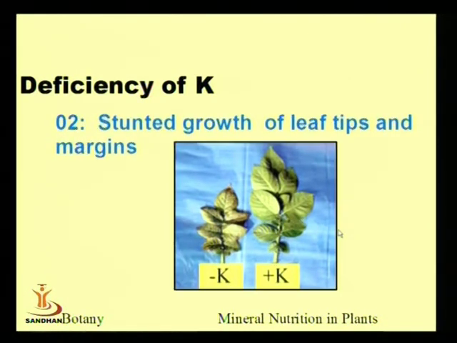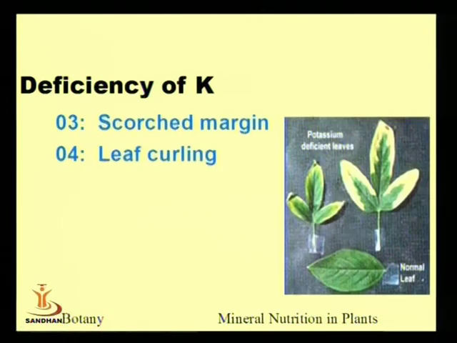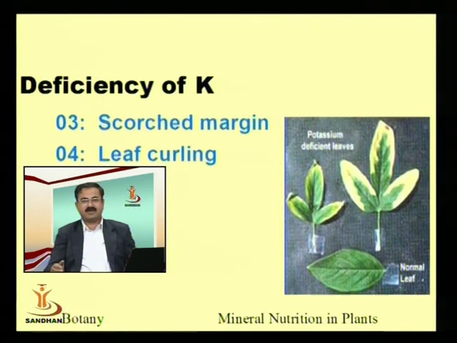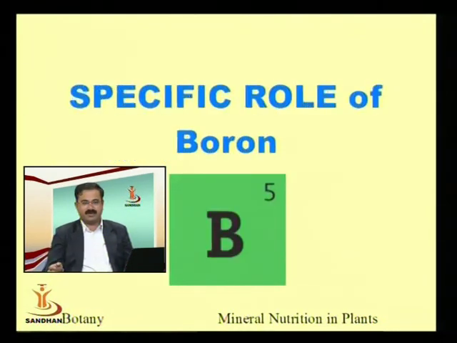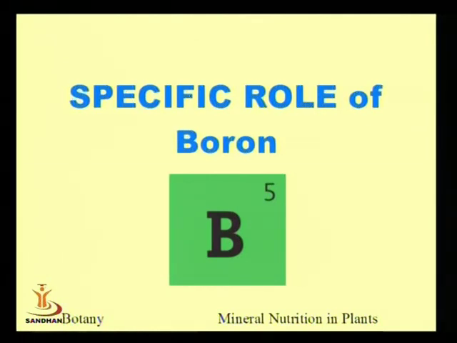Because of the ionic imbalance, the leaf tip will not get enough turgor pressure, and when turgor pressure is not enough, tip and margin will start retardation of the growth. Then the margin will become scorched and the leaf will start curling, and the leaf will curl, ultimately reducing the photosynthesis. Next we are moving towards boron.